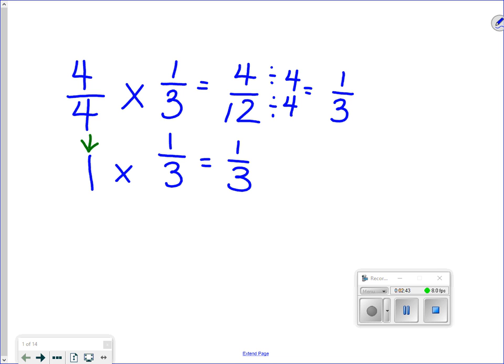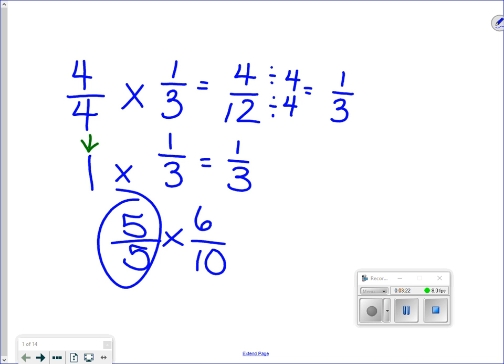Anytime you have your numerator and your denominator the same, it's equal to 1. Did you have to do the math? No. So if I have 5/5 times 6/10, what do I automatically know my answer is going to be? 6/10. I didn't even have to do the math. Why go through the trouble of saying it's 30/50ths and then simplify it? That's more work. I already know 5/5 is equal to 1. So I can say that 5/5 times 6/10 is equal to 6/10.